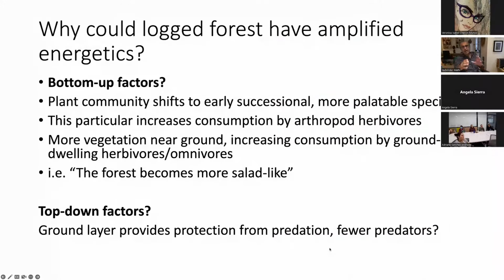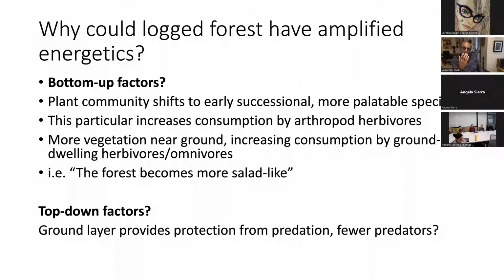So why are these logged forests having amplified energetics? Basically, we think it comes down to bottom-up factors, that as the plants are prioritizing rapid growth, they're investing less in chemical defense and more in rapid growth. And so their leaves are more palatable, less chemically defended. That's increasing the insect and arthropod herbivory that supports the insectivores.